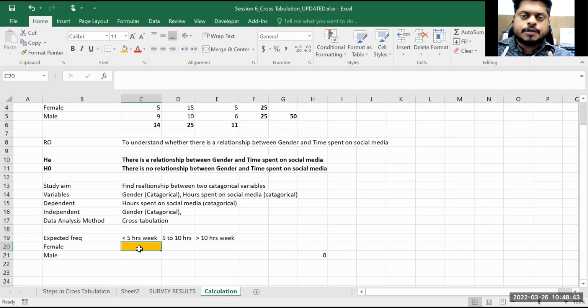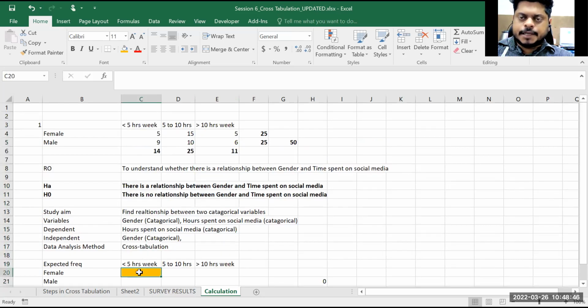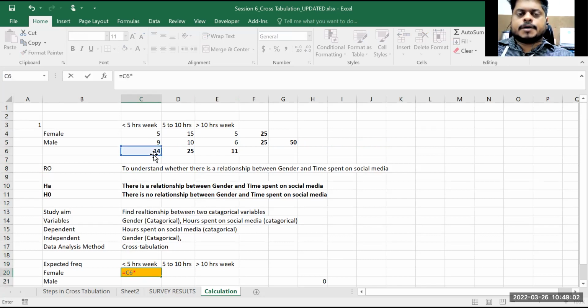So when I'm calculating the expected frequency for this cell, less than 5 hours a week and female, I'll go to the corresponding column, right? So what is the corresponding column for this? This less than 5 hours in a week. What is the number there? 14. So 14 multiplied by, what is that corresponding row? Female row, so the corresponding number is 25. So 14 multiplied by 25 divided by total number of observations. Total number of observations will always remain same, right? So that is 50.